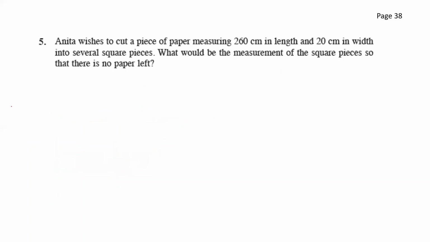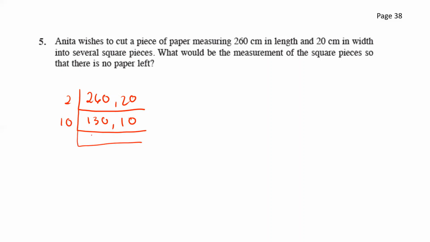And lastly, for number 5, Anita wishes to cut a piece of paper measuring 260 cm in length and 20 cm in width into several square pieces. What would be the measurement of the square pieces so that there is no paper left? So here we have 260 and 20. We'll divide it by 2 first. That will give us 130 and 10. And we can divide it by 10. That will give us 13 and 1. So here we have 2 times 10. That will give us 20.